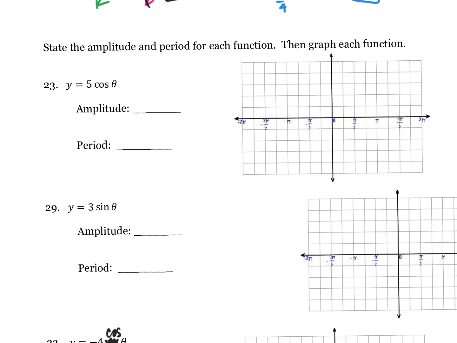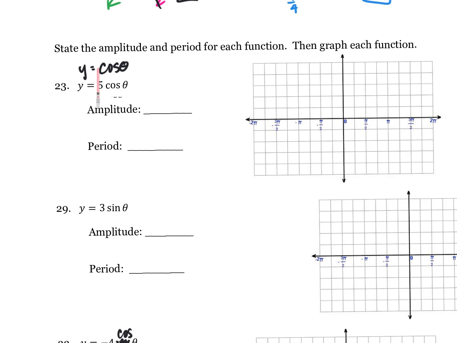When I gave you cosine, it was, oh yeah, we always start at 1. Well, you want to know why we start at 1? We start at 1 because it was 1 cosine. In this case, what's my amplitude? 5. Where do you think we're going to start now that it's 5 cosine? We're going to start at 5, people.